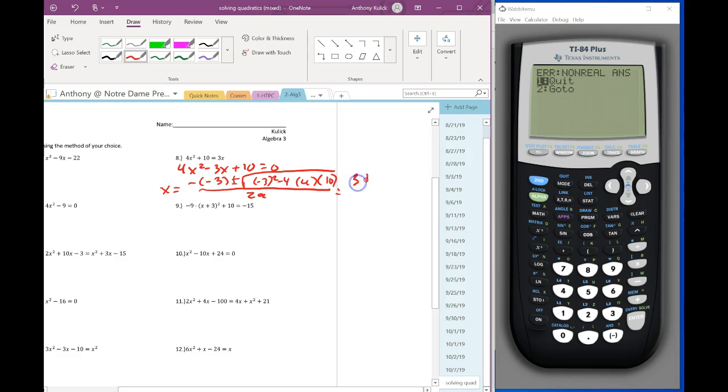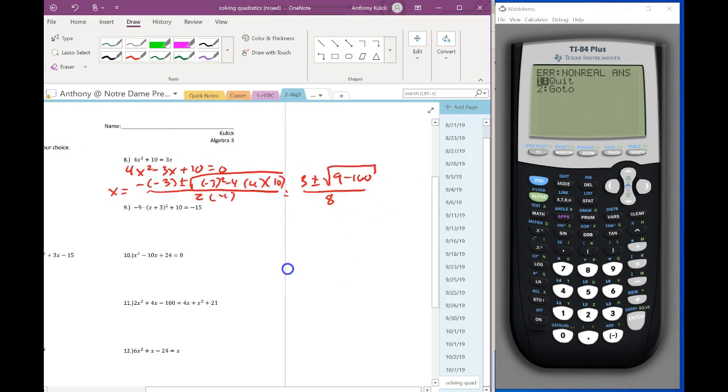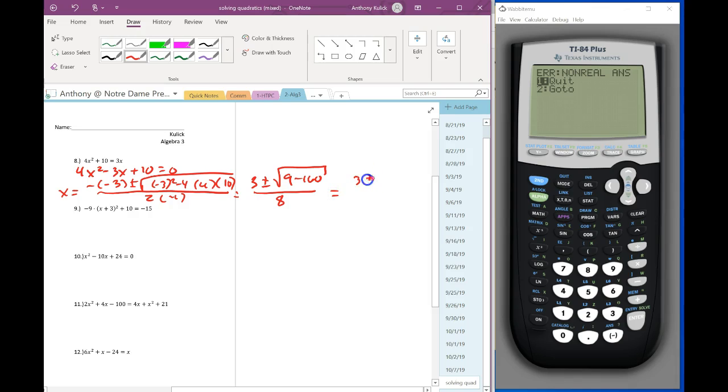So negative of a negative is positive. -3 squared is 9. Negative 4 times 4 is negative 16, and times 10 is negative 160, all over 8. 9 minus 160 is negative 151 over 8. And what is the square root of negative 151? Can we take the square root of a negative number? No, right? So that's why the calculator is telling us we have a non-real answer here.